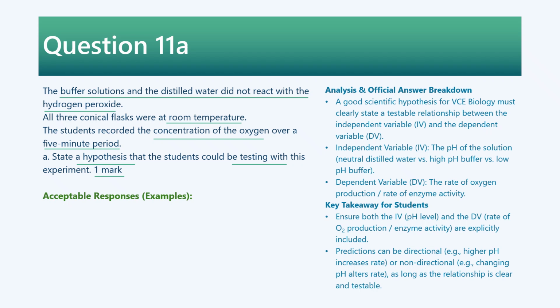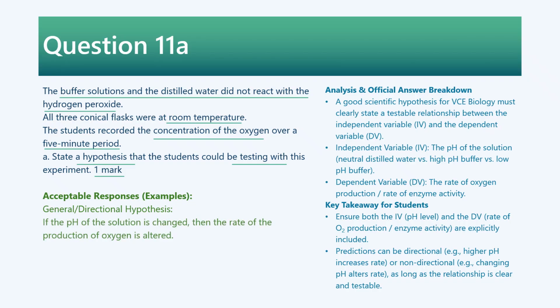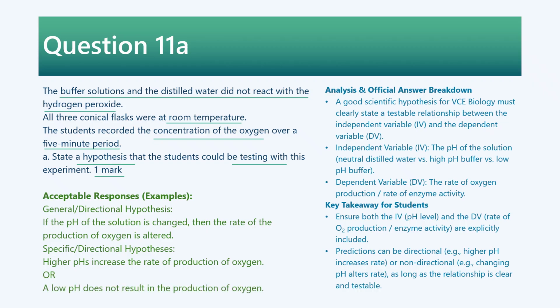Acceptable responses, examples. General: a non-directional hypothesis. If the pH of the solution is changed, then the rate of the production of oxygen is altered. Specific: a directional hypothesis. Higher pHs increase the rate of production of oxygen. OR: a low pH does not result in the production of oxygen.